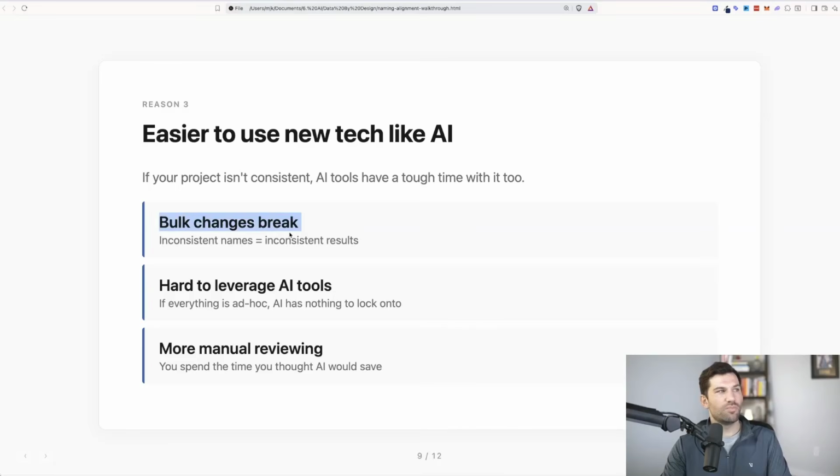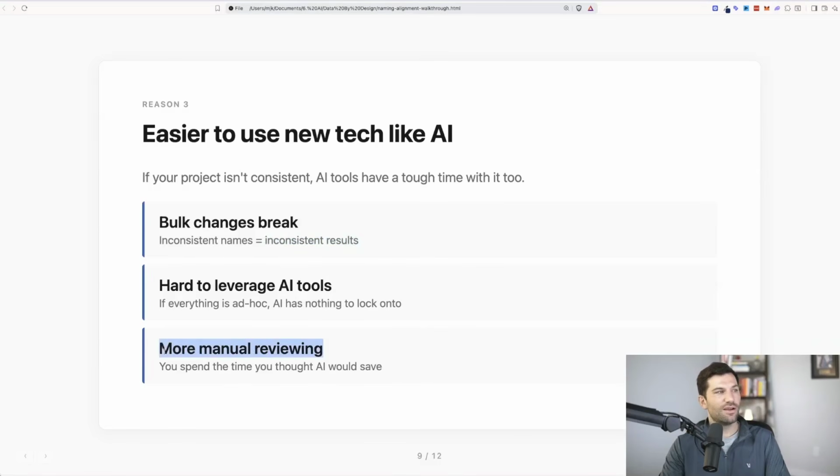So one example here is bulk changes break. An AI tool really just wants instructions and wants to follow that. If you're not consistent, it's going to give back inconsistent results. And what a lot of teams want to do is throw a bunch of stuff at an AI coding tool and have it just spit out the answers and solve everything for you. But as we keep saying, if you're not giving something consistent to work through, you're not going to get the results that you want. And you're going to end up spending more time manually reviewing.